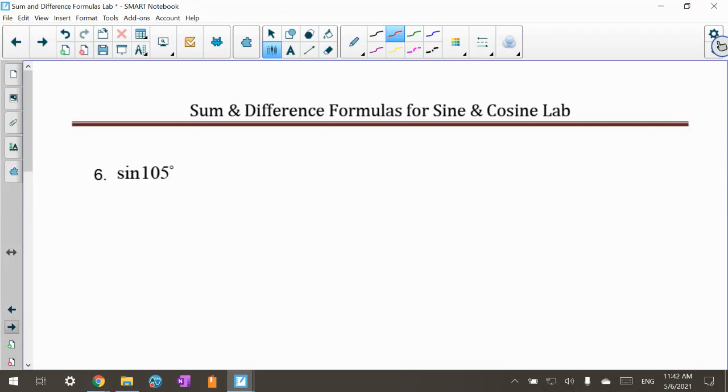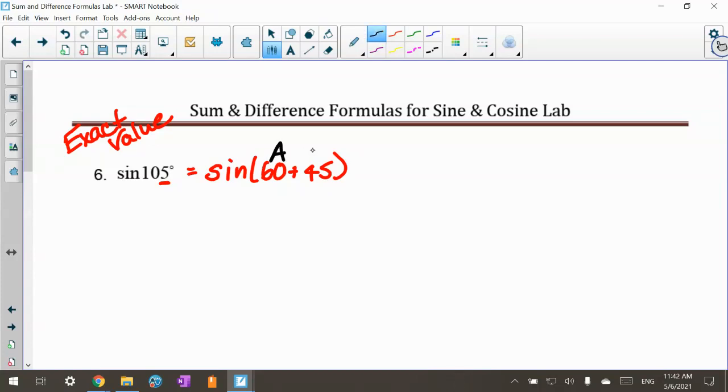So if I want you to find the exact value, so this is what I'll ask you, the exact value, that means I have to use values on my table of 105. It ends in a 5, so I know I'm going to use 45. So I decided to do the sine of 60 plus 45. Now, I had somebody go, can I do 45 plus 60? Oh, sure, it'll come out the same. This is my A, and this is my B, okay?